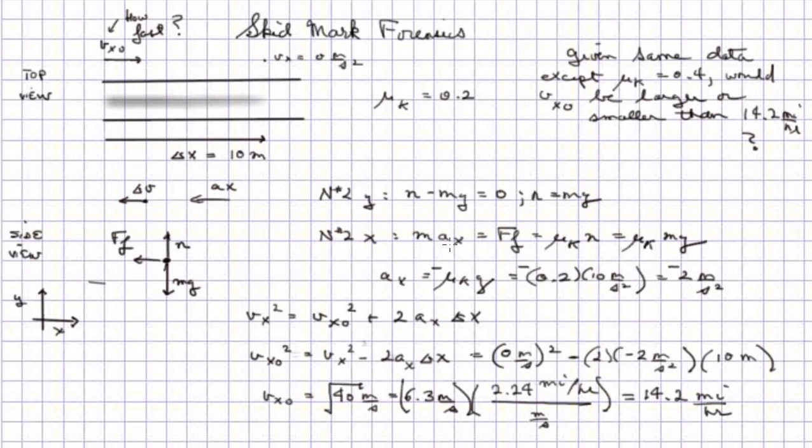And Newton number 2 in the x direction is m times a sub x is equal to F sub F. That's the frictional force, which is mu sub k times N, again because it's kinetic. But N is equal to mg from the previous Newton number 2. And so we get m a sub x is equal to mu sub k times m times g. And we can solve that for a sub x dividing through by m. I put a minus sign here just to reinforce the fact that the acceleration is in the negative direction. And so a sub x is 0.2 times 10 meters per second squared, using easy numbers. And so a sub x is negative 2 meters per second squared, corresponding to the fact that a sub x is pointing in the negative x direction.